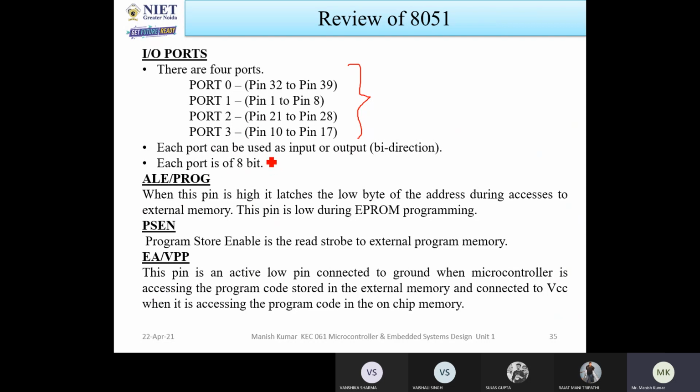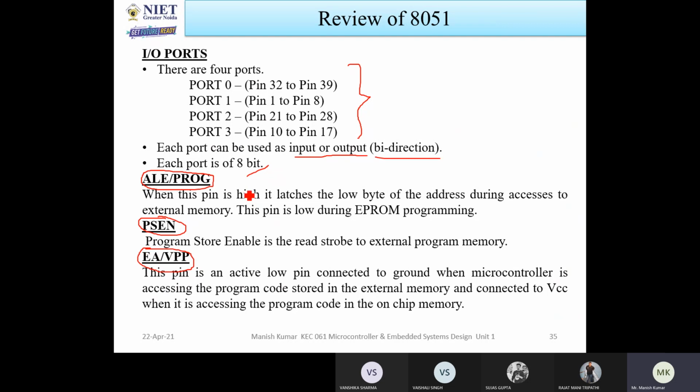Each port can be used as an input or output, that is bidirectional. Whichever port you want to use, you can use it. The port we use in the program, we assign values to that port. Each port is of 8 bit. Now there are 3 more pins: ALE, PSEN, EA.